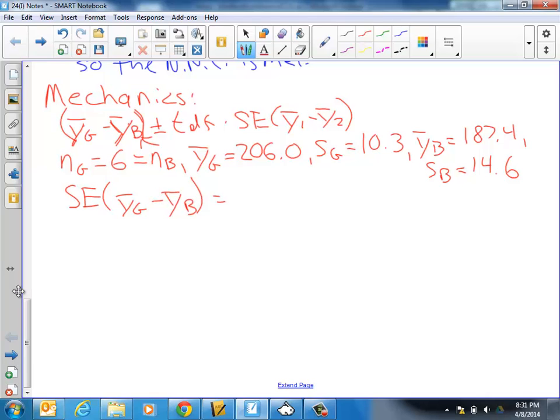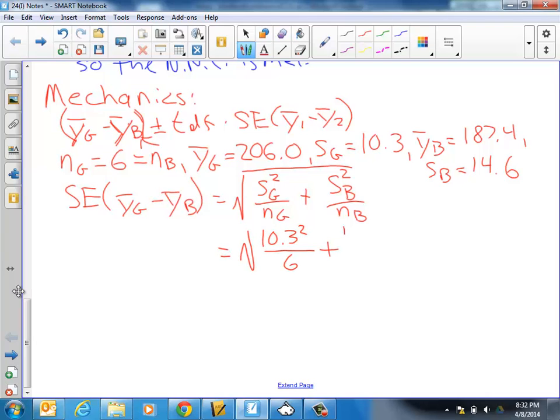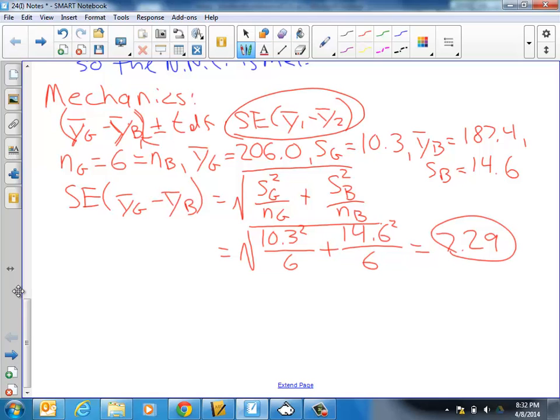So the standard error of this is equal to square root of sample standard deviation of the generics squared over their sample size plus sample standard deviation of the brand name squared over their sample size. Cap off the radical. So we're plugging in 10.3 squared over 6 plus 14.6 squared over 6, which comes out to be 7.29. Okay, we'll circle that. That's the first thing that we need for right here.